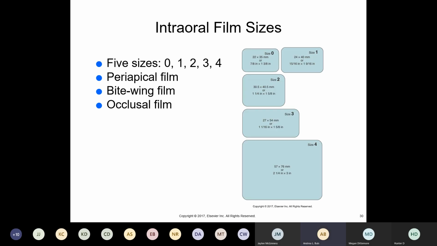The different sizes of films we went over in lab as well last week. The sensors that we have are size 0, which are used for pedo bite wings. Size 2 is used for pedo occlusals and mixed dentition on older children, as well as our periapicals and bite wings on adults. The other sizes, the 1, 3, and 4, we don't have in our clinic, but they are available.